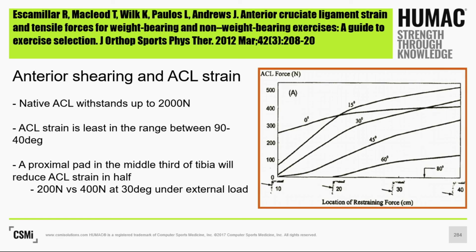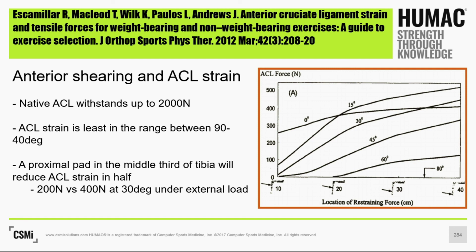This graph shows the strain on the ACL with open chain knee extension, and along the y-axis going up is the load on the ACL in newtons. Along the x-axis, you see different figures, and that represents a leg in the sitting position, and the little arrow shows you where the pad is placed on the tibia. So to start on the left, the pad is proximal, and the further to the right you go, the pad gets more and more distal.